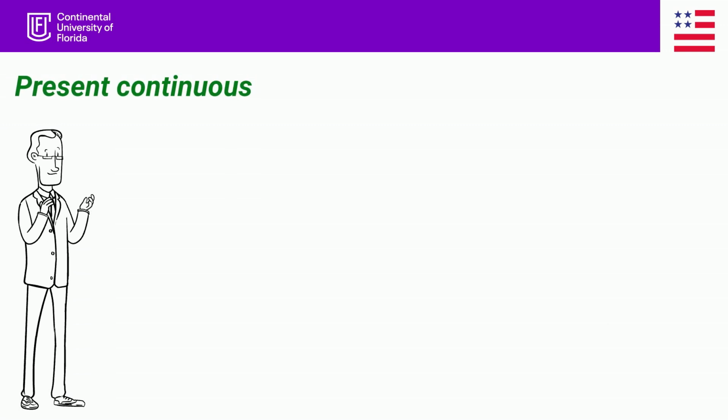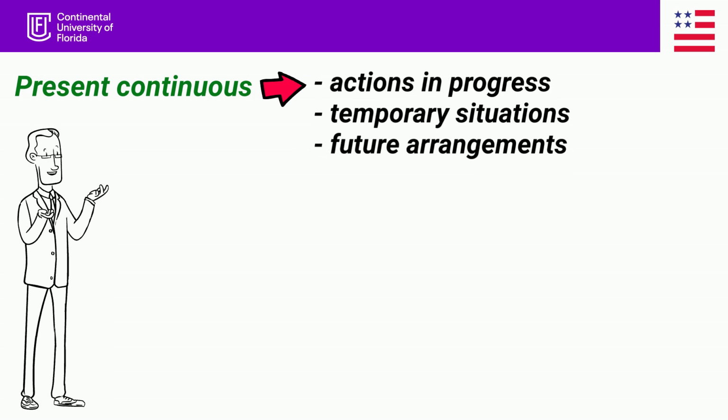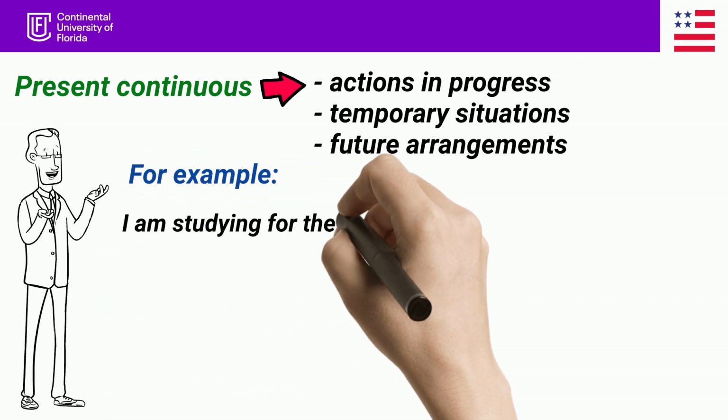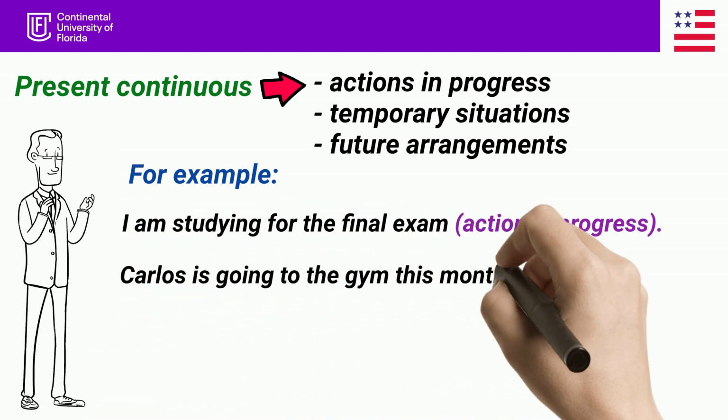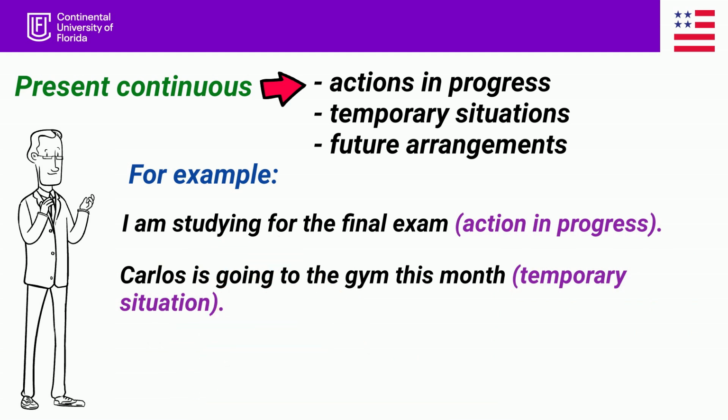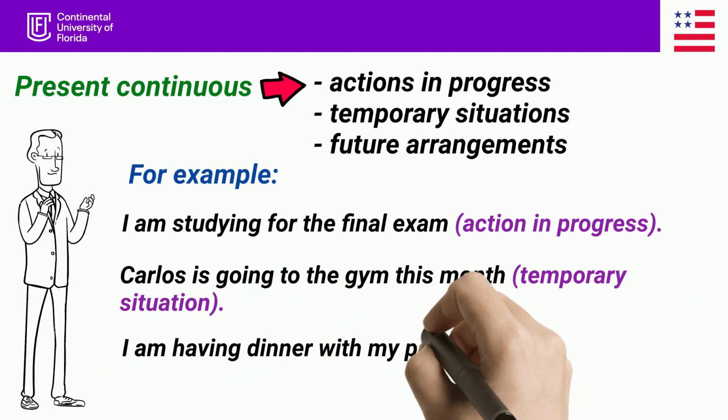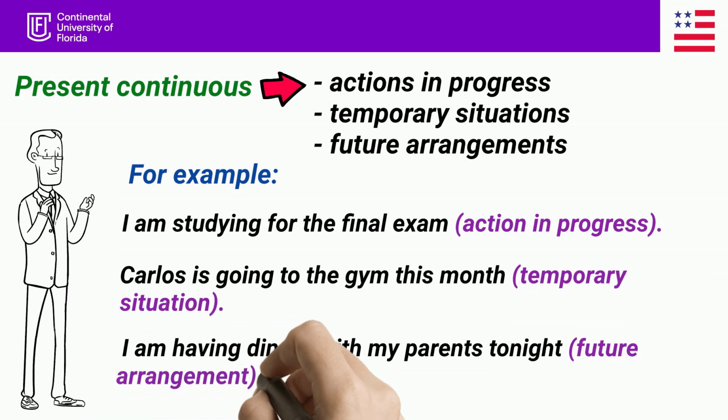We use the present continuous in 3 situations to talk about actions in progress, temporary situations, and future arrangements. For example, I am studying for the final exam. That is an action in progress. Carlos is going to the gym this month. That is a temporary situation. Or, I am having dinner with my parents tonight. That is a future arrangement.